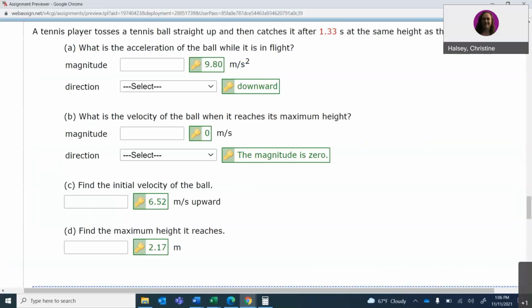All right, 7. A tennis player tosses the ball straight up and catches it after 1.3 seconds, at the same height as the point of release.